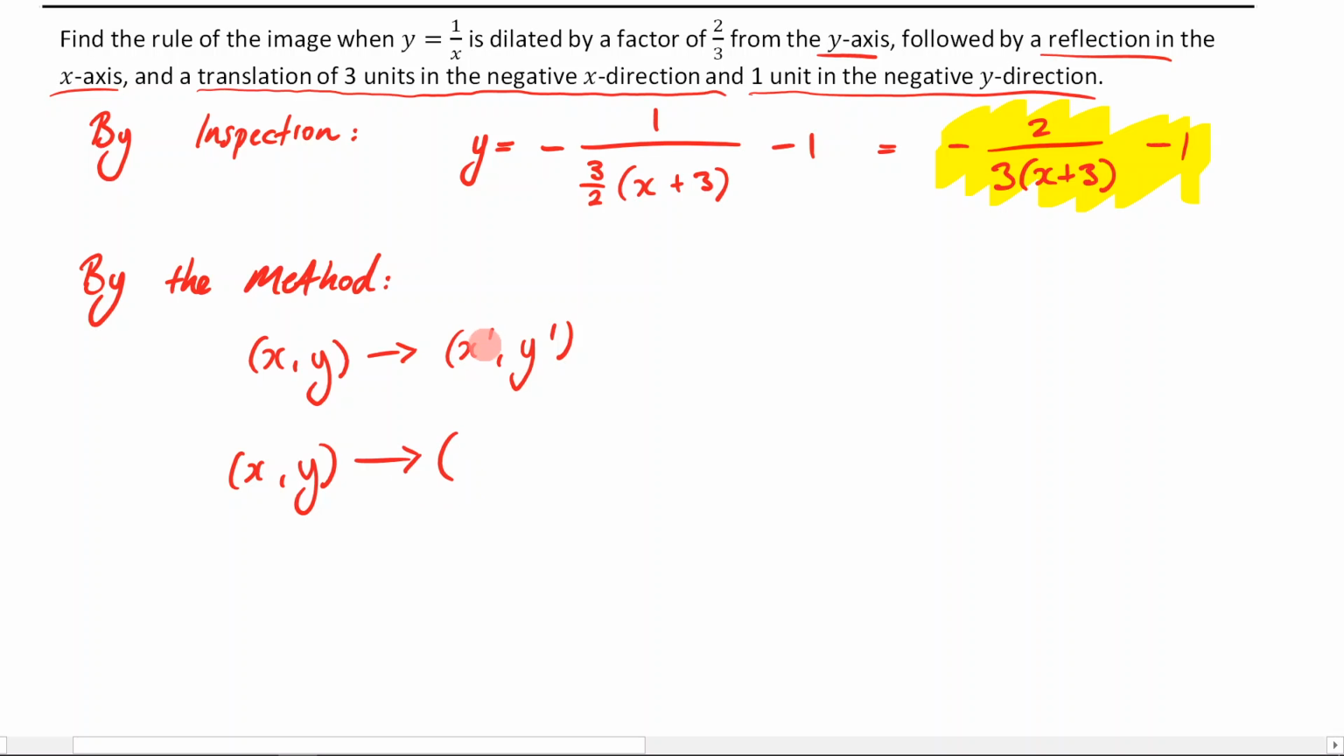What is my x dash going to be? Well, because I am dilating by a factor of 2/3 from the y-axis, I'm going to go 2/3 x. And I have a reflection in the x-axis. That's not going to affect this. Translation of 3 units in the negative x direction. So that's a minus 3 here. And now I can look at what my y dash is going to be. Because I have a reflection in the x-axis, that means it's going to be negative y. And I also have 1 unit in the negative y direction, so it's going to be minus 1 there.